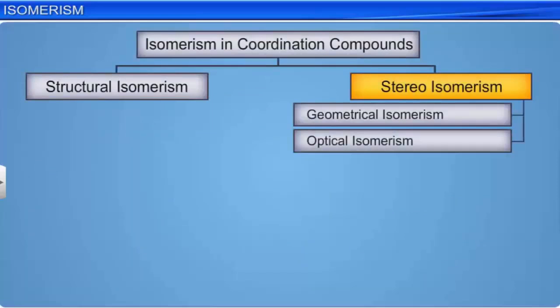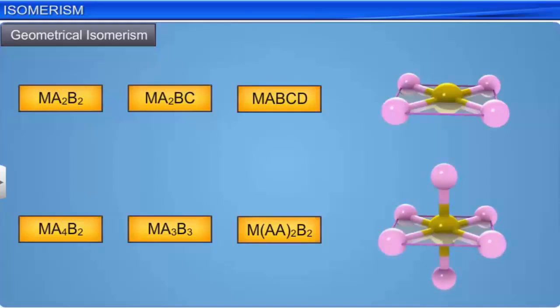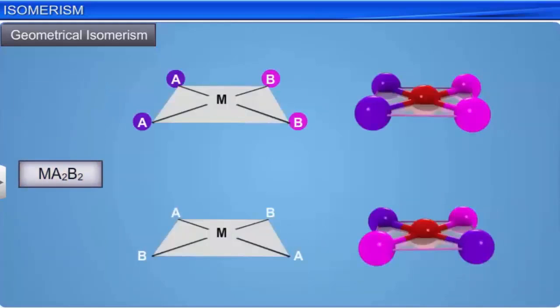Geometrical isomerism is also known as cis-trans isomerism. It is seen in the heteroleptic complexes with coordination numbers 4 and 6. The isomer in which the two identical groups are adjacent to each other is known as a cis isomer, while the isomer in which the two identical groups are diagonally opposite to each other is known as a trans isomer.